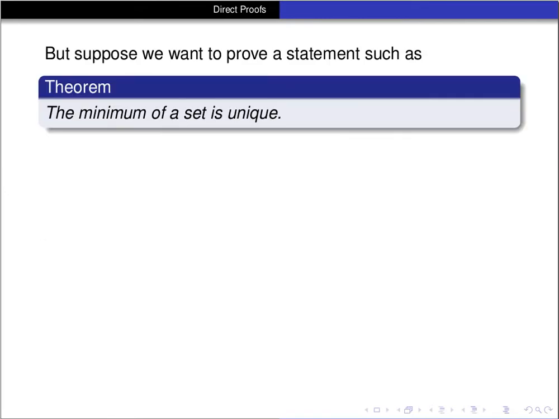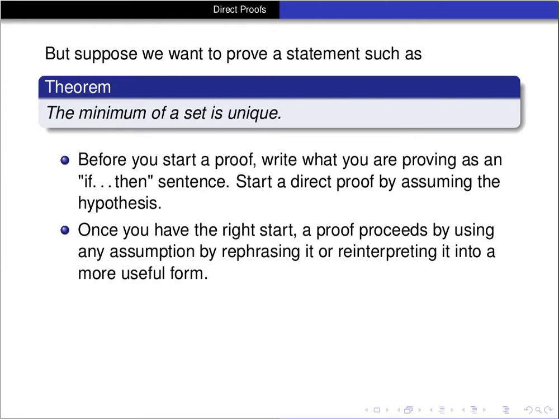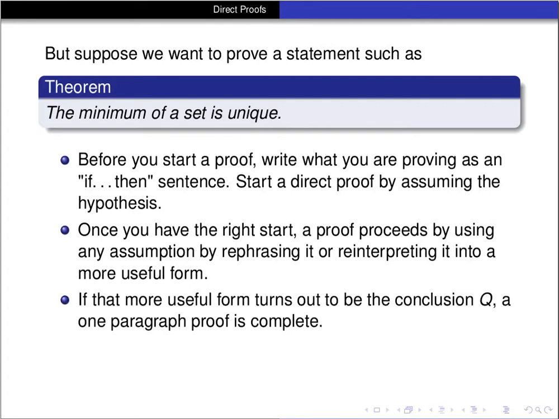Suppose we want to prove a statement such as: the minimum of a set is unique. Well, one issue is that this statement is not written in the form if-then. It's not written as a conditional statement or an implication. So before you start a proof, try to write what you're proving as an if-then sentence. If you can do that, then you can start a direct proof by assuming the hypothesis. Once you have the right start, a proof proceeds by using any assumption, by rephrasing it or reinterpreting it into a more useful form. If that more useful form actually turns out to be the conclusion Q, then a one-paragraph proof is complete.